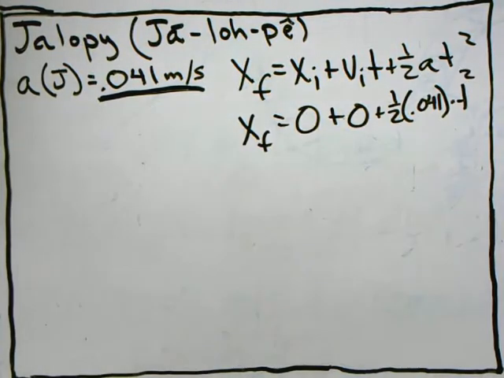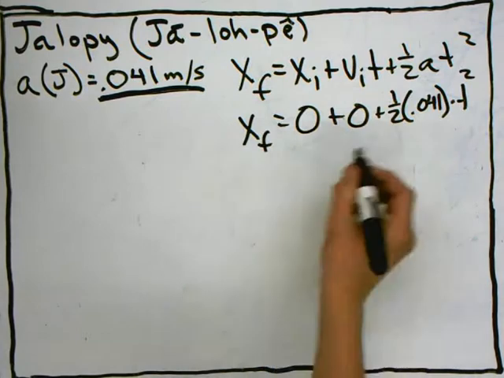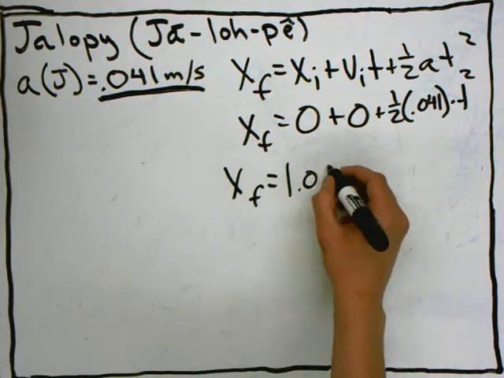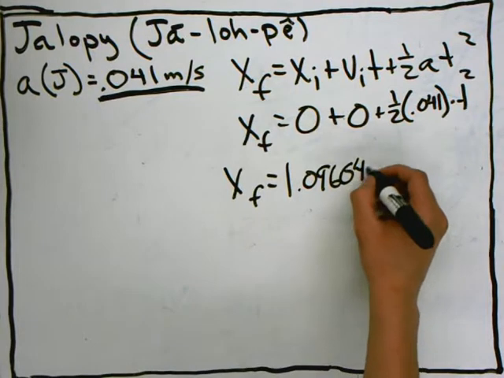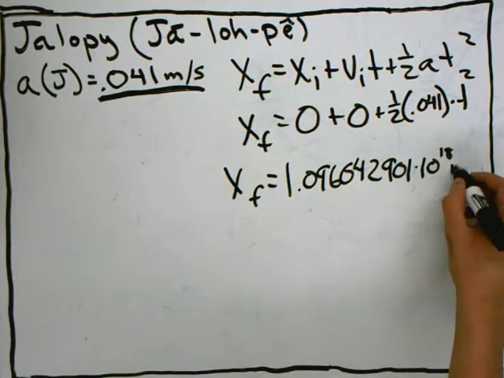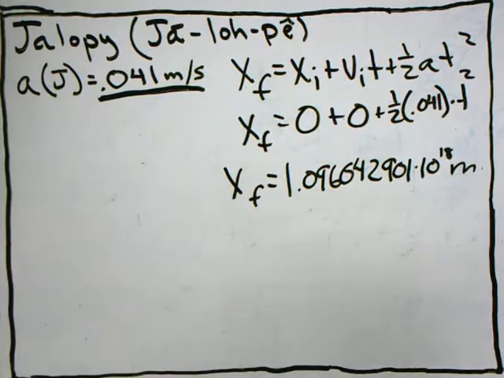Now when we actually solve this out, the final position is equal to 1.096042901 times 10 to the 18th meters. So that is a very long distance, and we really can't compare anything to that. So I'm going to change it into light years. And the way we're going to do that is that light travels 9.46 times 10 to the 15th meters in a year, and that's why it's a light year. It's just that distance.